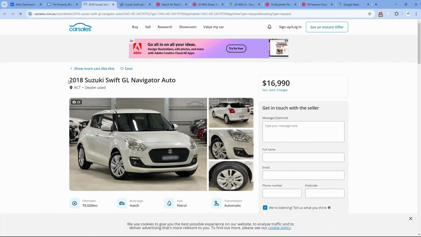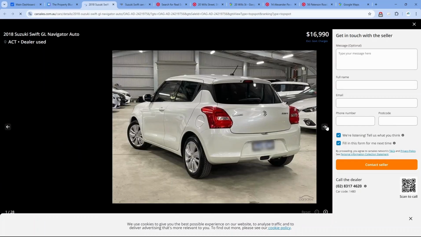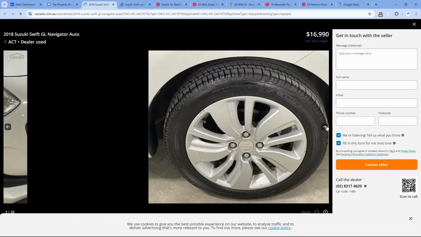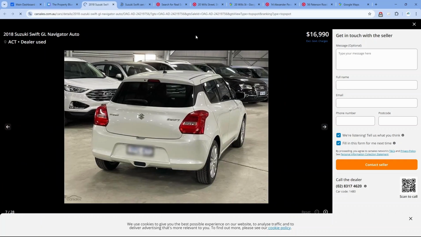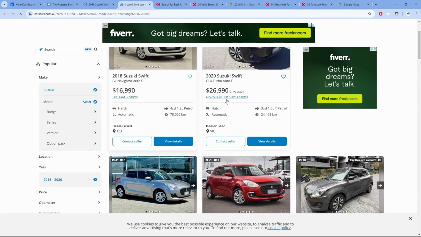We can see that this car is a 2018 Suzuki Swift GL. We can see it's a very nice car. Okay, good interior, good exterior, and you look through the car, you look at the pictures, okay, it looks very nice, etc. And then you go and look at the other cars.